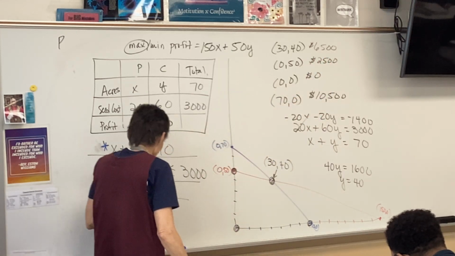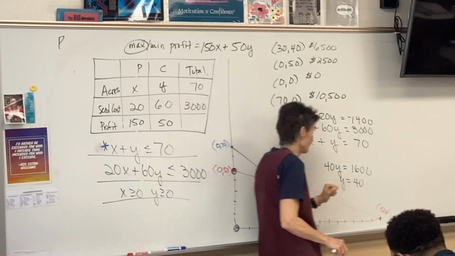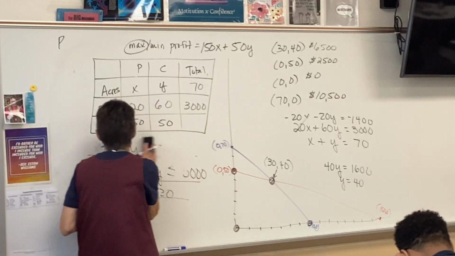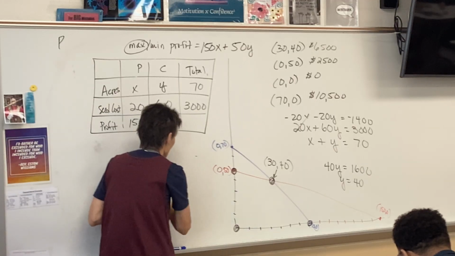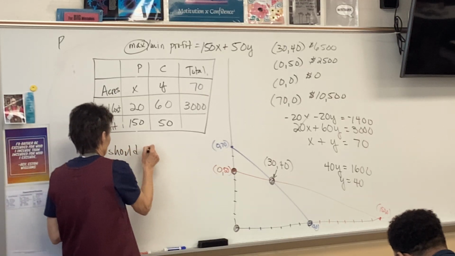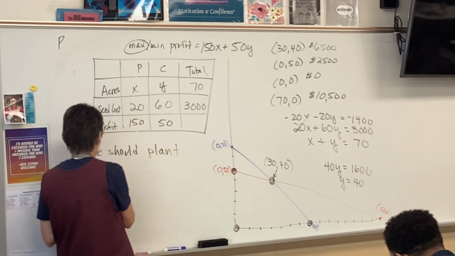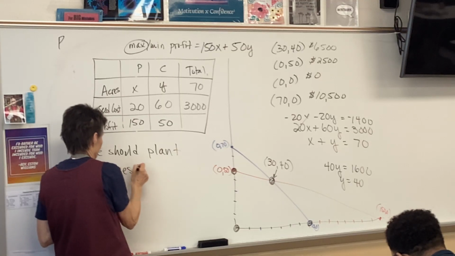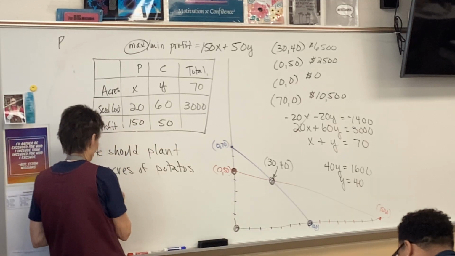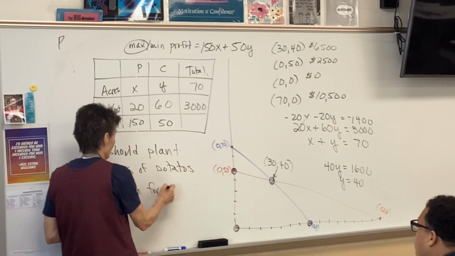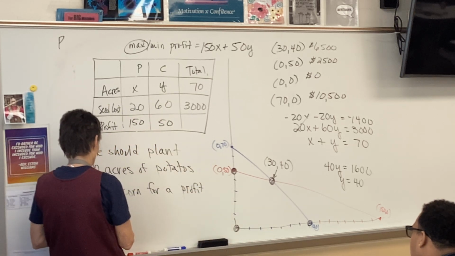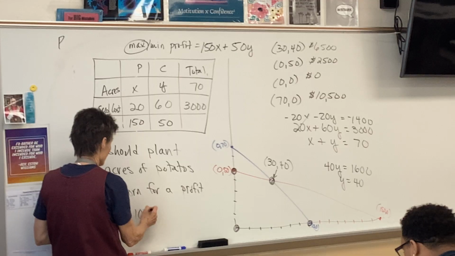All right, so what are you gonna tell the farmer? He should plant 70 acres of potatoes and no corn, for a profit of $10,500.